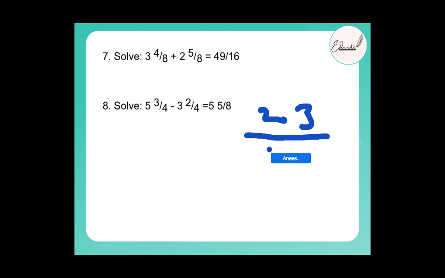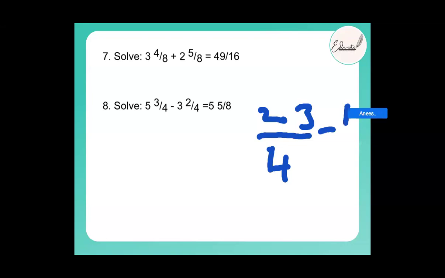Minus. Wait. This keeps coming wrong. What do you want, Denise? Wait, one sec. And then minus. Yes, excellent. Minus 4 times 3 is 12. Yes. Plus 2, 13, 14. Yes. Over 4. Excellent. Barakallahu fiki. You have like denominators now.